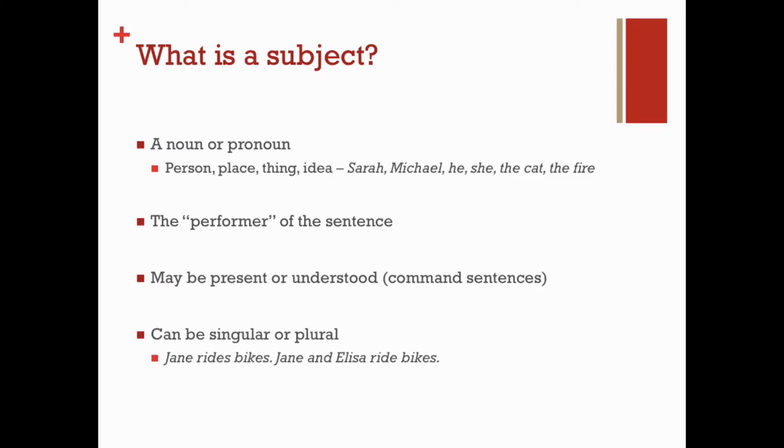And then also when it comes to number, subjects can be singular or plural. So with the first example, Jane rides bikes, we have a singular subject here with just Jane. However, with the second sentence, Jane and Alyssa ride bikes, we have a plural subject because we have both Jane and Alyssa doing something in that sentence.